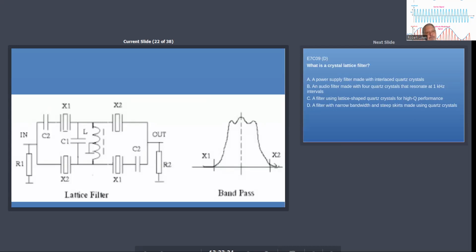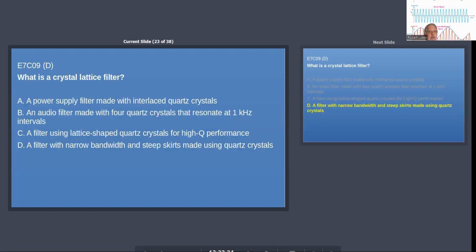Okay, and a typical circuit with 4 of them and the capacitors and inductor in there. So what is a crystal lattice filter?